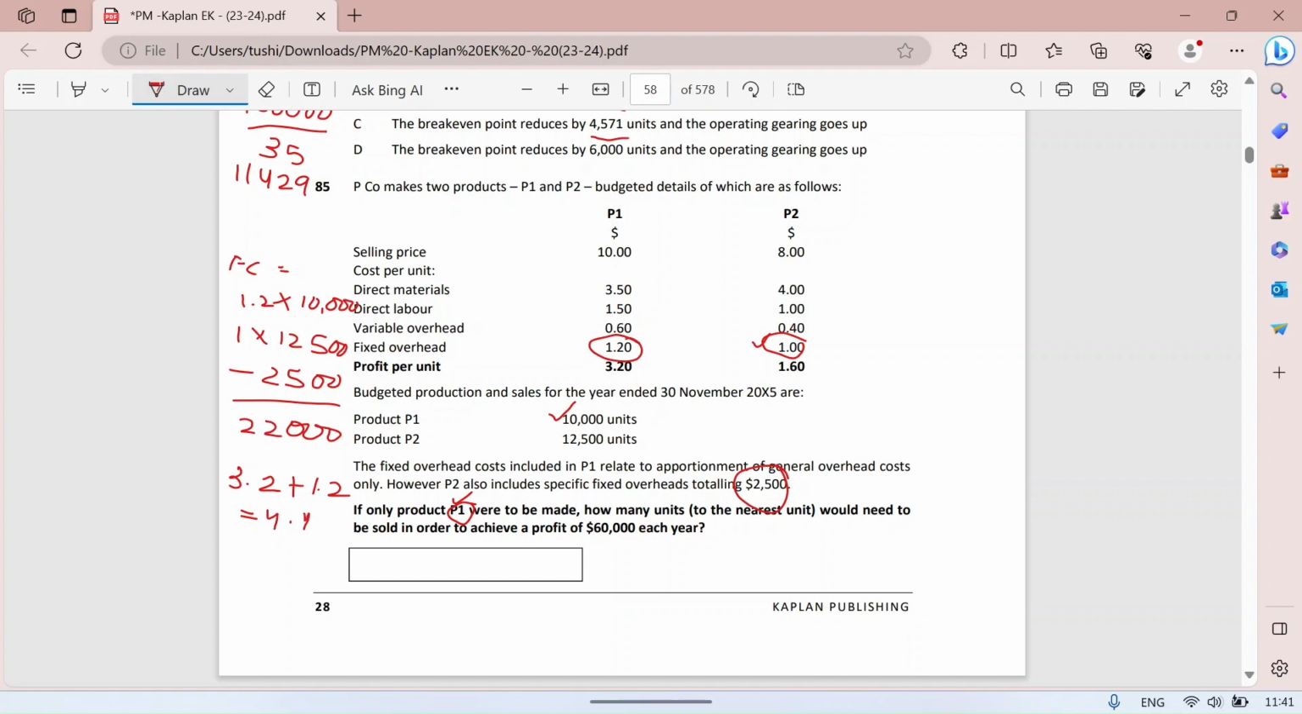Now I have my contribution also, and I have my fixed costs also. So now we want to achieve a profit of 60,000. So in my numerator I'm going to be taking my fixed cost plus the profit that I want to achieve, which is $60,000, and I will divide this by my contribution, which is 4.4. Now I have my answer as 18,637. You will round this up to the nearest unit. This is the final answer. Moving on to the next question.